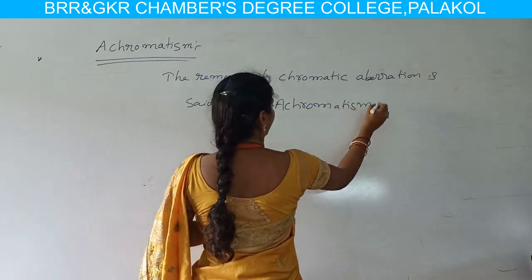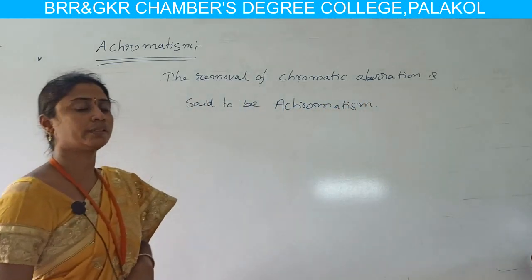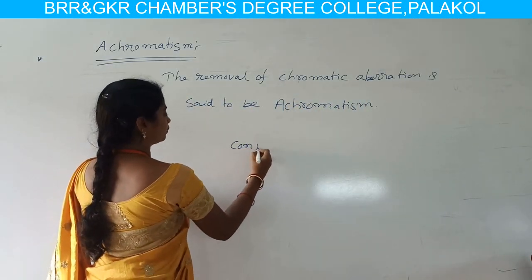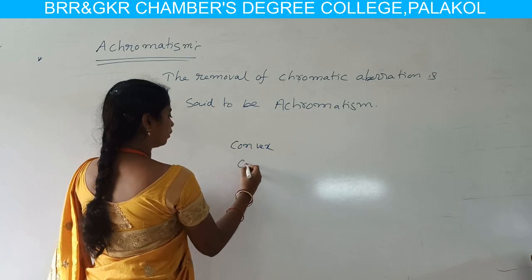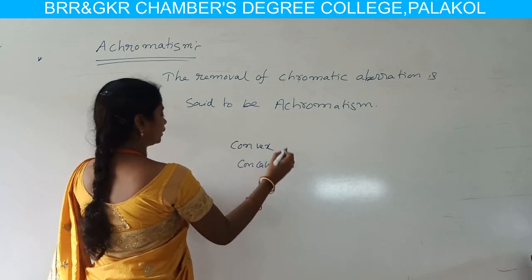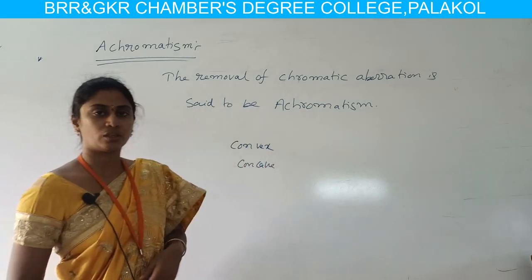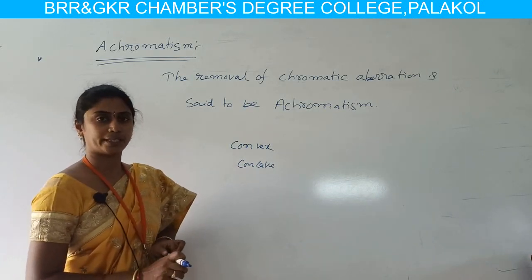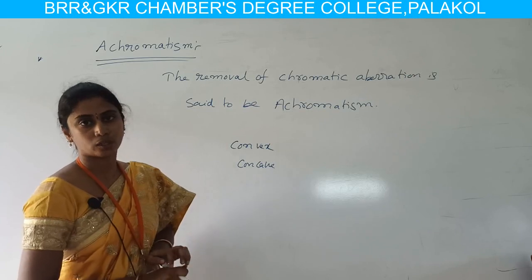Here for achromatism we consider lenses, convex and concave. With a suitable combination of these convex and concave lenses we can remove the chromatic aberration, hence it is said to be an achromatic doublet.